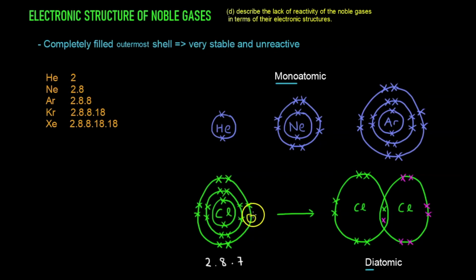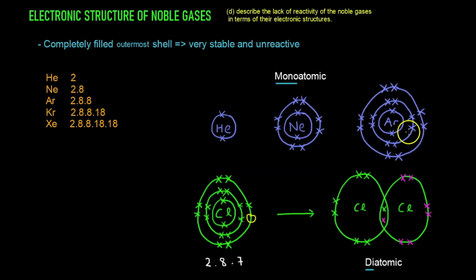So what's the best way? You react with another chlorine atom. In this case it has pink electrons, just for illustration's sake. What they do is they share electrons such that each atom now has 8 electrons. Let's look at the green one: 1, 2, 3, 4, 5, 6, 7, 8. This green chlorine has 8 electrons. This pink chlorine also has 8 electrons. So by sharing their electrons, they have achieved a completely filled outer shell.